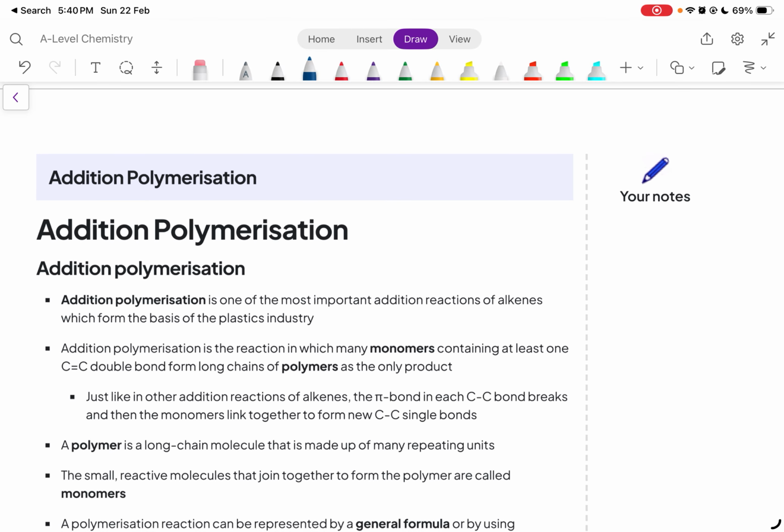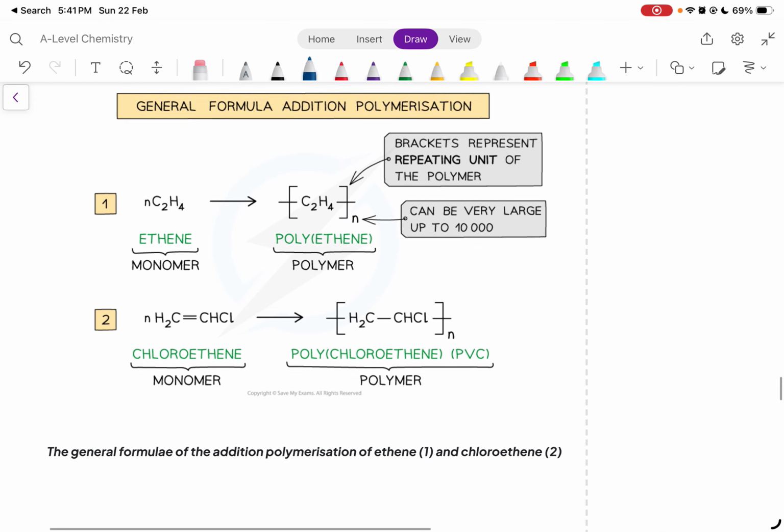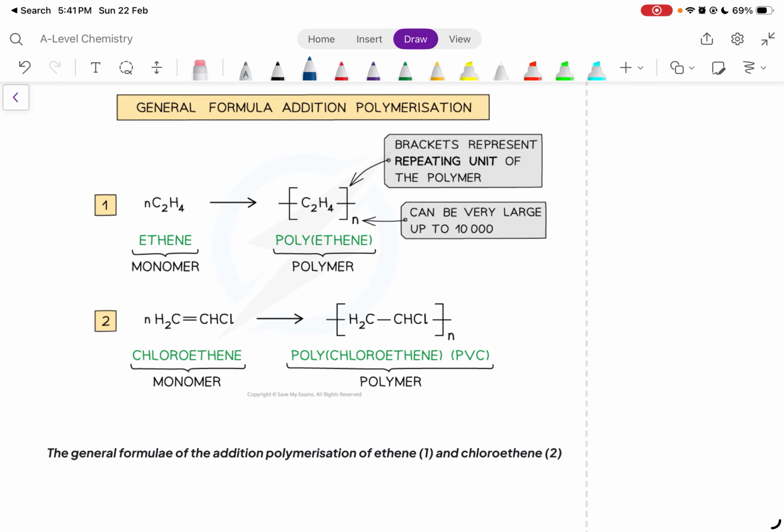I think this is the last part. Yep, this will be the last part, which is addition polymerisation. It looks like it's complicated, but it's actually not. Okay, so let's have a look. So 我们讲这的是 addition polymerisation 就是讲这我们有 n number of the carbon, for example, n number of the ethane.